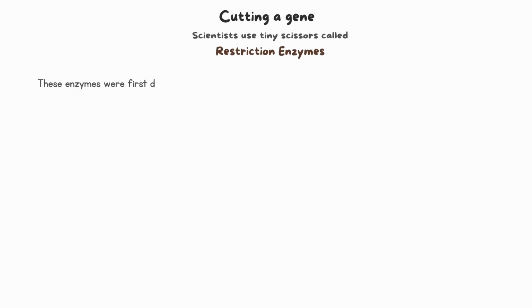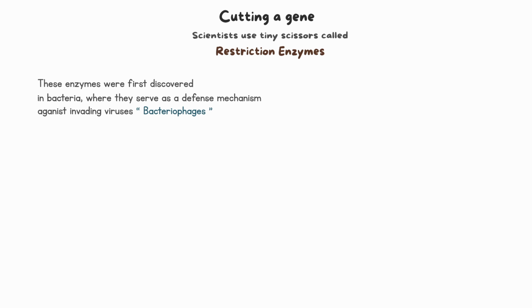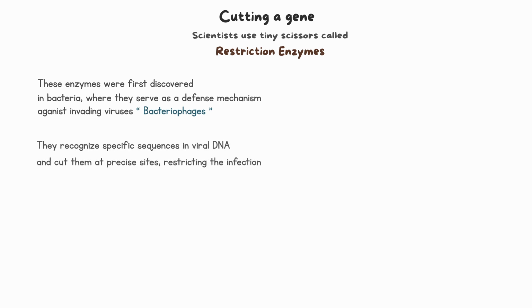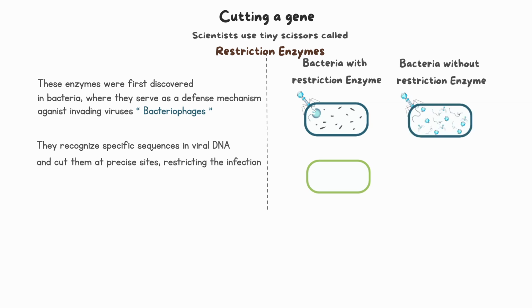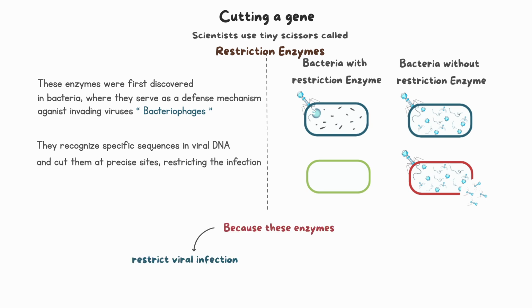These enzymes were first discovered in bacteria, where they serve as a defense mechanism against invading viruses called bacteriophages. They recognize specific sequences in viral DNA and cut them at precise sites, restricting the infection. Bacteria that have these enzymes survive the attack, while those that don't eventually burst open and die due to viral replication. Because these enzymes restrict viral infection and cut within the DNA, they are called restriction endonucleases.